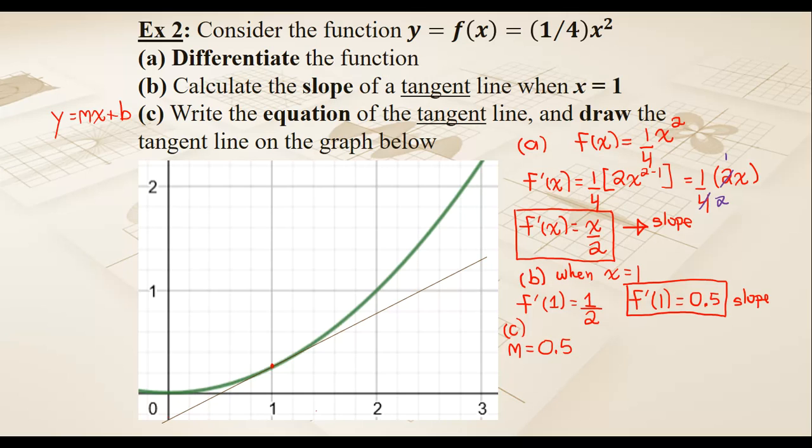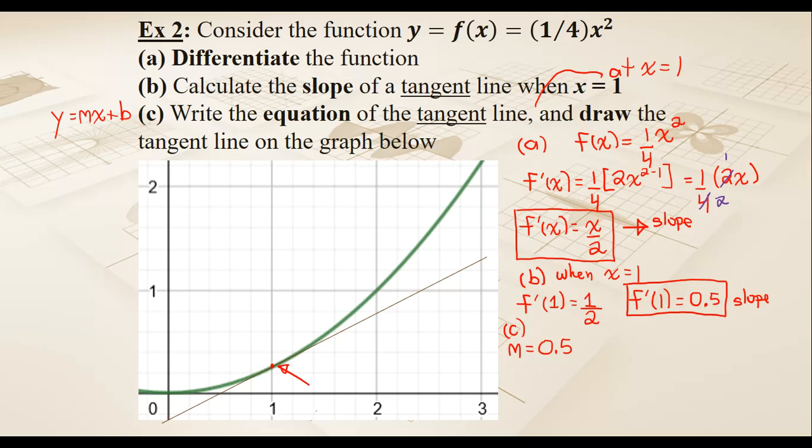Write the equation of the tangent line at x equals 1, because depending on which value of x you're at, the tangent line is going to look different. So we've got to figure out what the value of b is. To figure out the value of b, we need to know a point that is actually on the tangent line. There's one point that is shared between the curve and the tangent line, and that's this point at x equals 1.